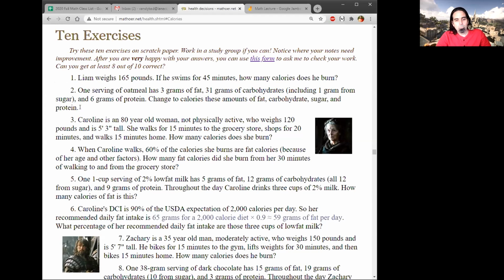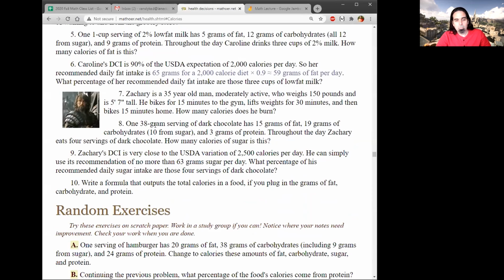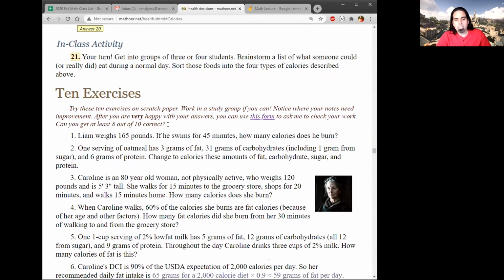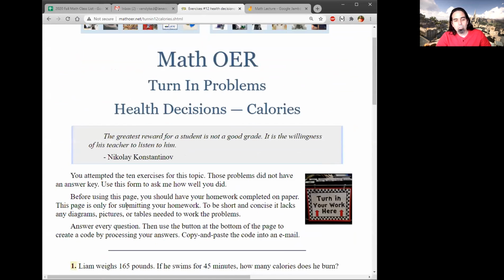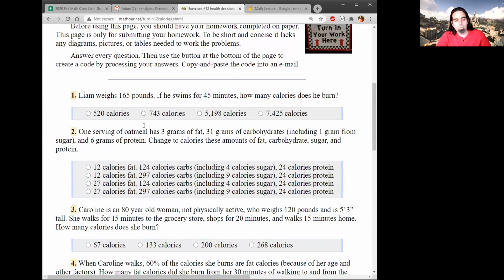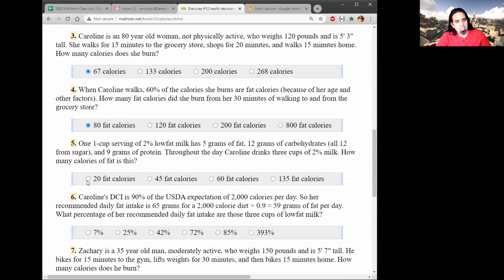So here's 10 problems. You work on them. They look very similar to what we just did. Write them out on scratch paper. When you have nice answers in front of you on paper, then you click the link to go to the form. Don't click the link until you're ready. Otherwise, you'll be too tempted to try and do funky things because you have multiple choice. This form lets you just pick answers. I'm just going to pick a few to make the form happy.